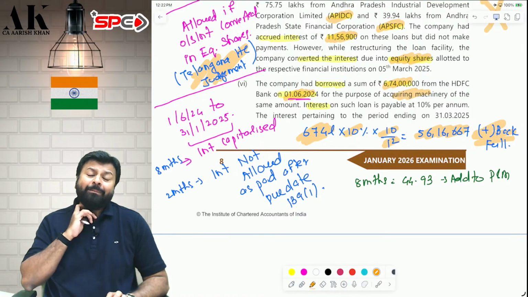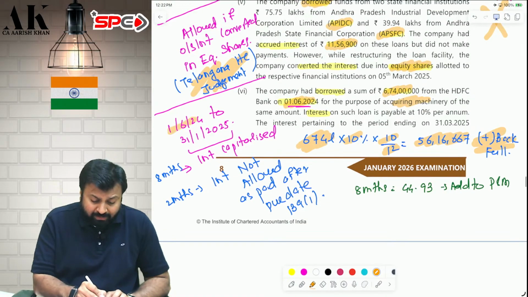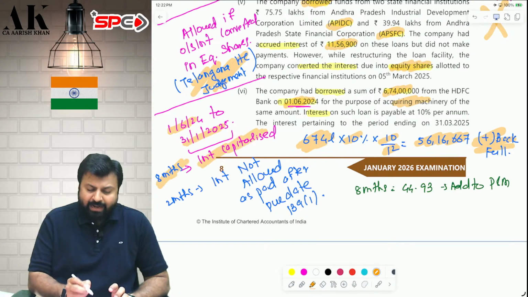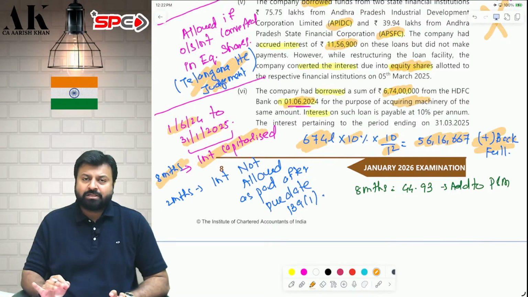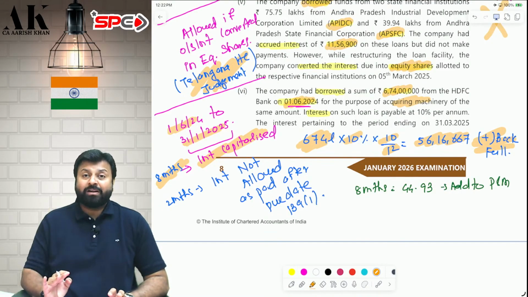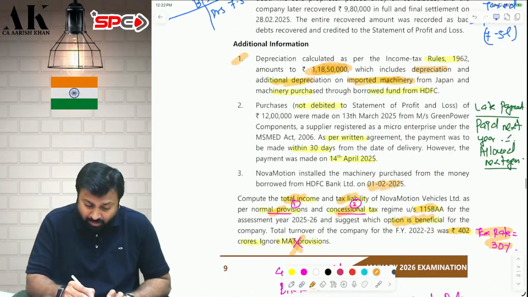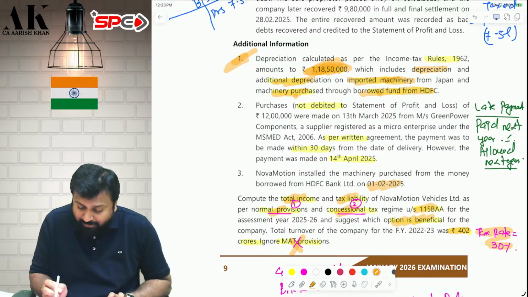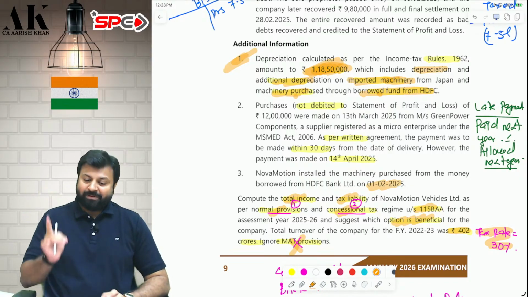Now, what will happen with this 10-month interest? From 1st June to 31st January, that is 8 months' interest, will be added to the asset, and you will claim depreciation and additional depreciation. Again, don't take it separately while computing under the normal regime, because this is already included in the 1 crore 18 lakh figure. The machinery was purchased through a loan from HDFC. This additional and normal depreciation is also included.